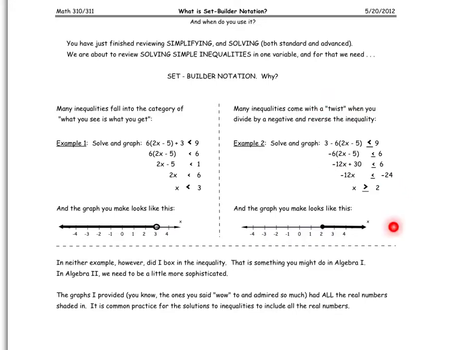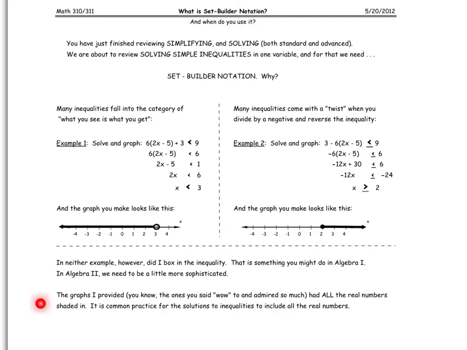The graph again looks like this, with a filled-in circle at 2 to show that equals 2 is now included, and an arrow that went to the right to show that I wanted x's that were bigger than 2. In neither example, however, did I box in the inequality that I had found by doing algebra. That is something you did in Algebra 1, but in Algebra 2 we need to be a little more sophisticated.